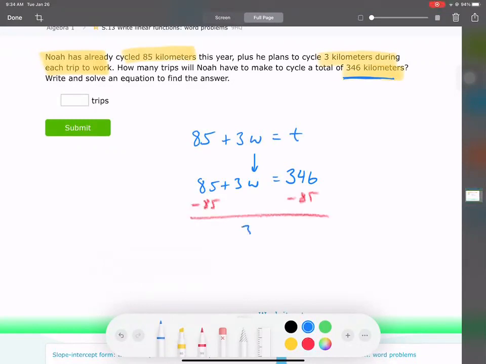We end up with 3W is equal to, okay, that's a 1. 6 minus 5 is 1. I'm going to borrow 1, 14. 14 minus 8 is 6. And then we're left with a 2, right? That's a 2 now. 261. Then we're going to divide both sides by 3.